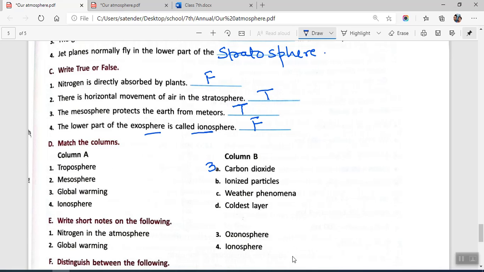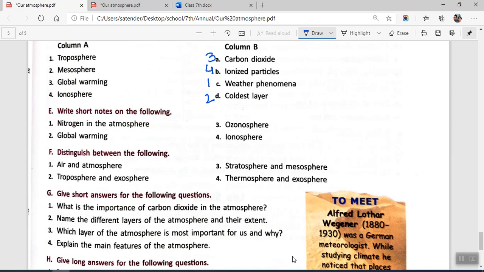And then we have ionosphere, as it suggests, it will be ionized particles. Then we have troposphere, then we have mesosphere. Mesosphere is the coldest layer in the atmosphere, and weather phenomena occur in the troposphere, that is the lowest layer. So these will be the markings. You can just mark them like that.